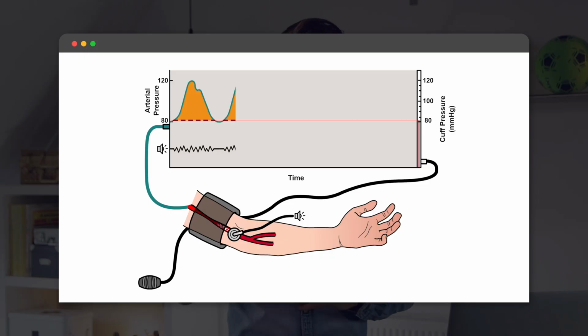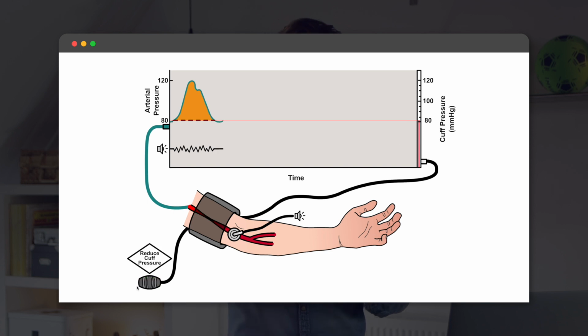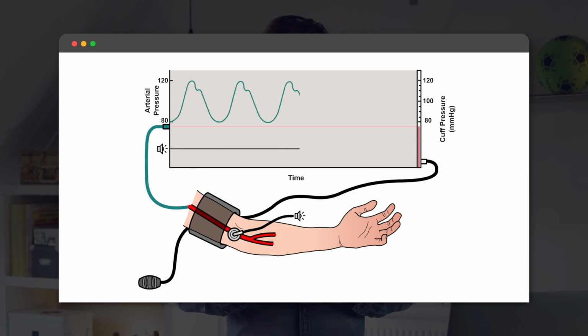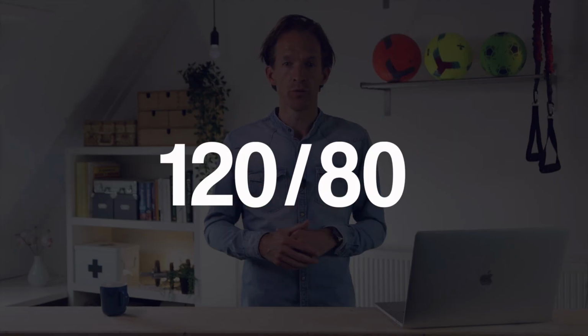Then you gradually lower the cuff pressure even further until you hear no more sound. If that's the case, you know you have brought the cuff pressure just under the diastolic pressure. No more sound means that blood now flows smoothly without any turbulence, so you can record your second value. 120/80 is how we should report these two blood pressure values.